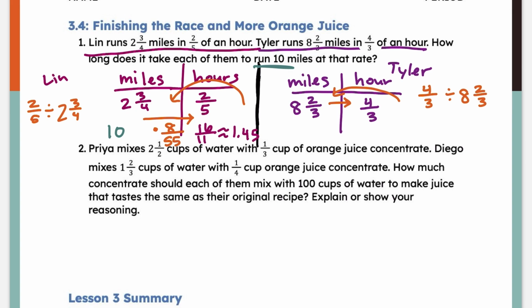4/3 divided by 8 is 2/3. And I got a fraction 2/13. So again, what that means is I'm going forwards across this table by multiplying by 2/13.